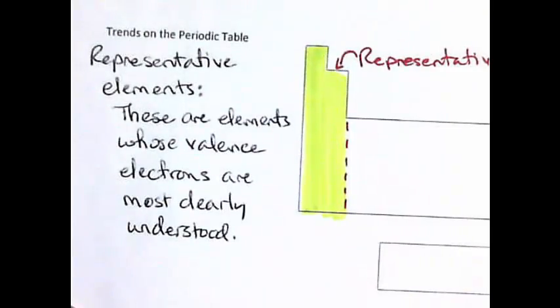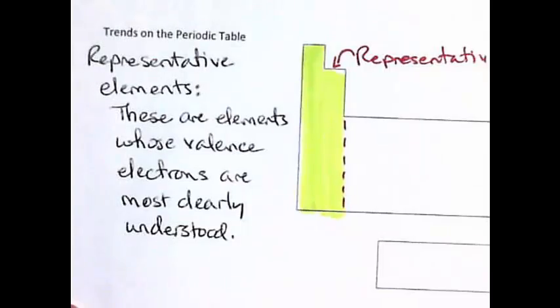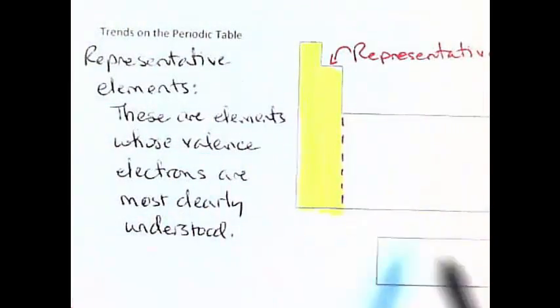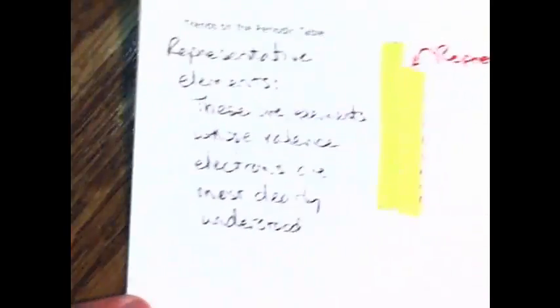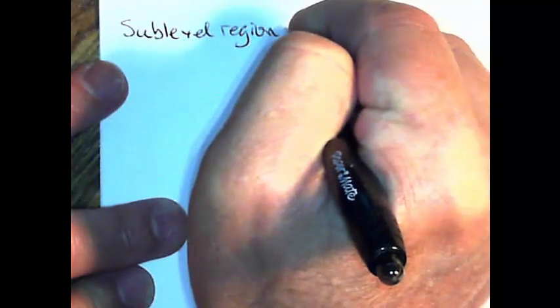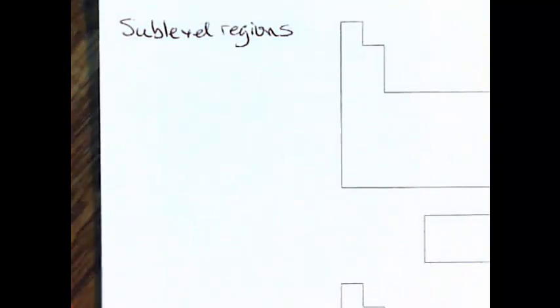I want to start with sublevels, because you're going to find out from the sublevels how that connects to representative elements. Only two sublevels are in the valence level, okay? Those are the S and P sublevel electrons. So we're going to look next then at where the sublevel regions are on the periodic table.